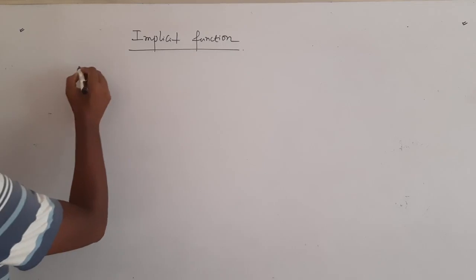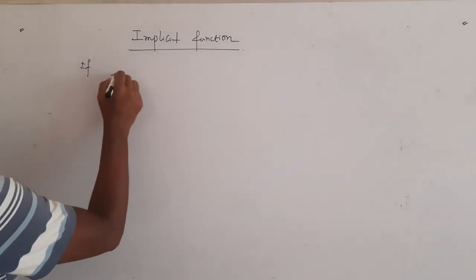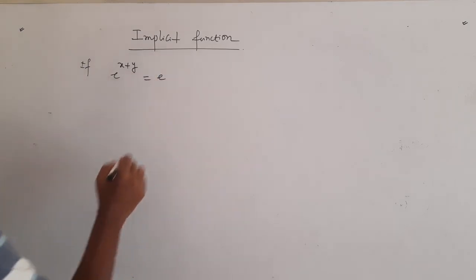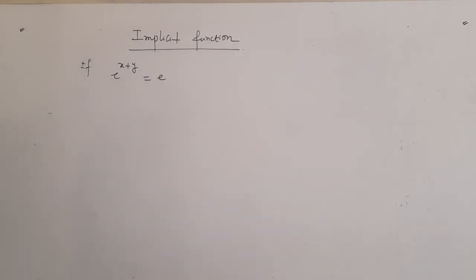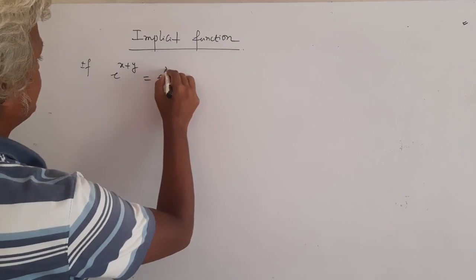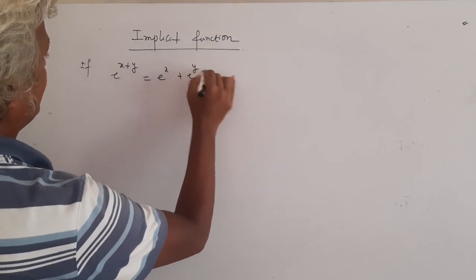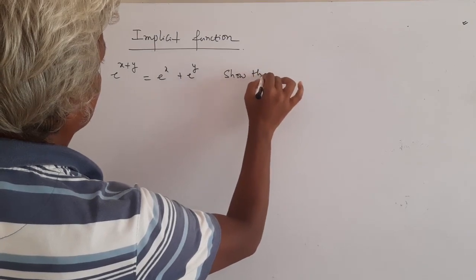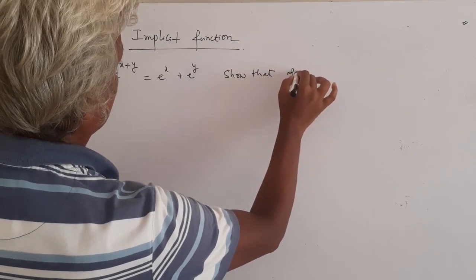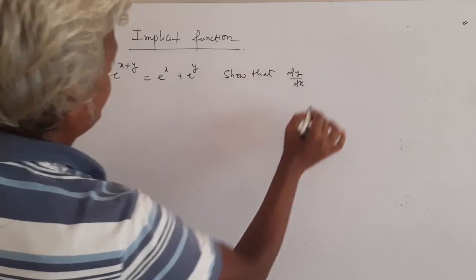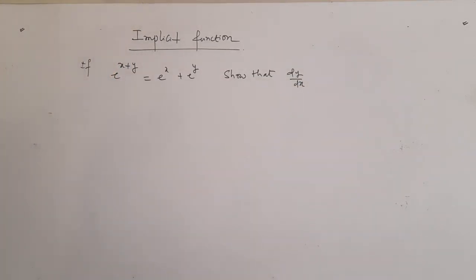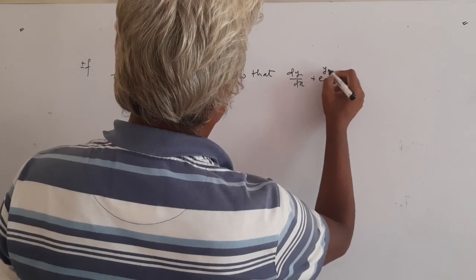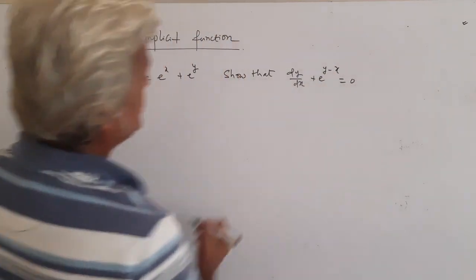Okay, now I am taking another question. This is e to the power x plus y equal to e to the power x plus e to the power y. The question goes like this: show that dy by dx plus e to the power y minus x equal to 0.